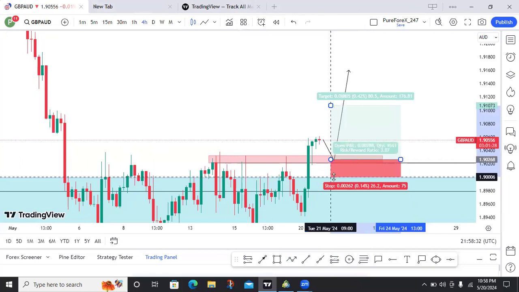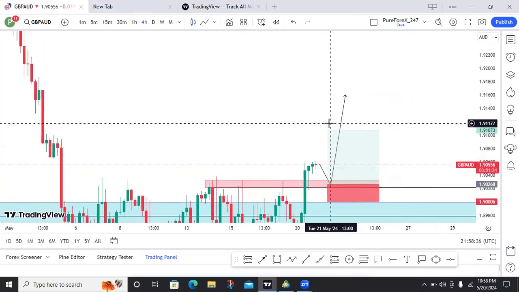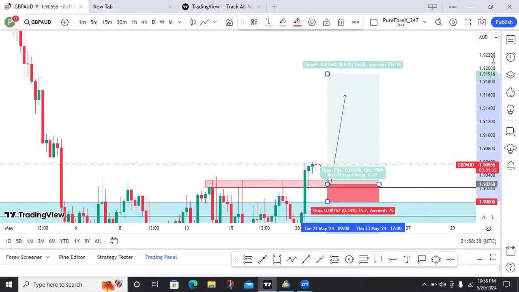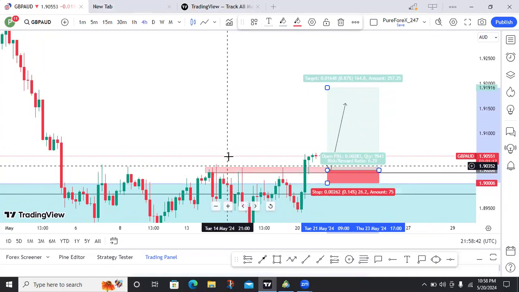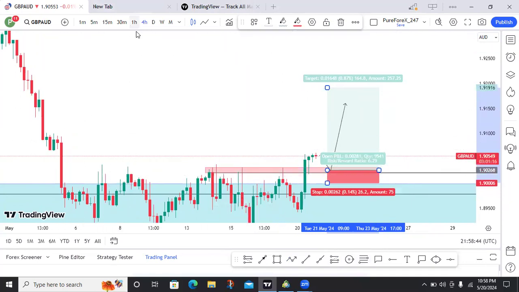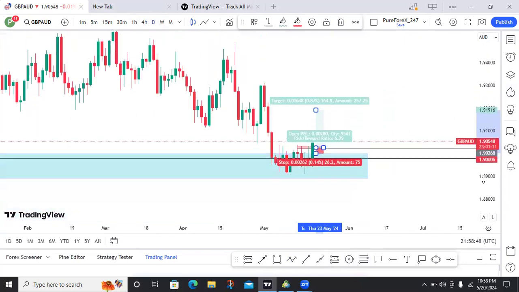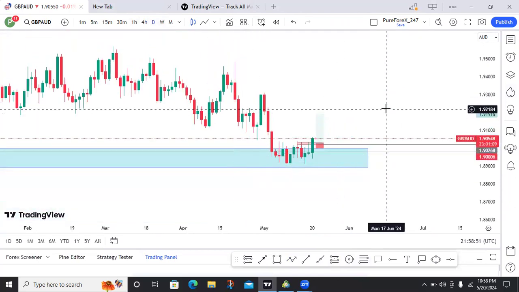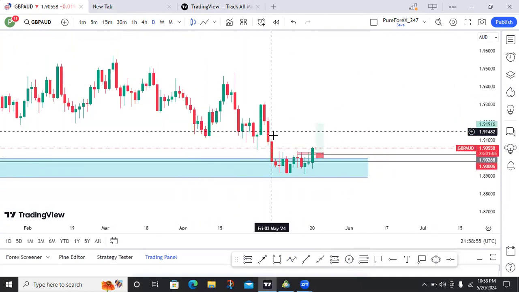Yeah, but we find a confirmation. But we are going to wait for smart entry when the market comes down. We are going to wait for smart entry here. But also, because when you go to the daily time frame, market structure-wise, the market is still in a downtrend.